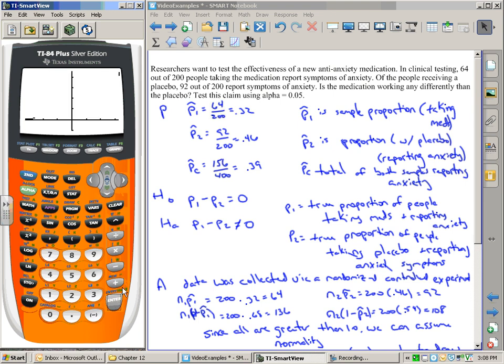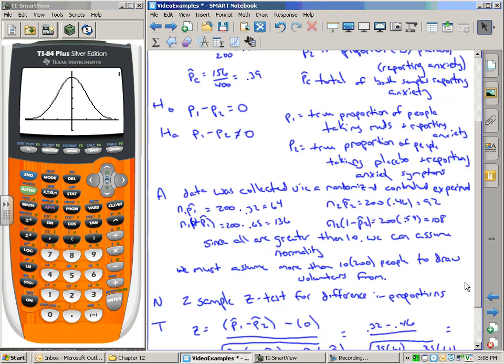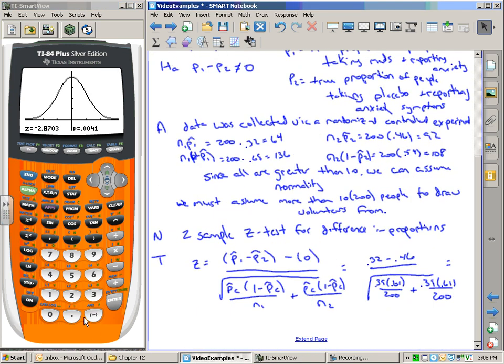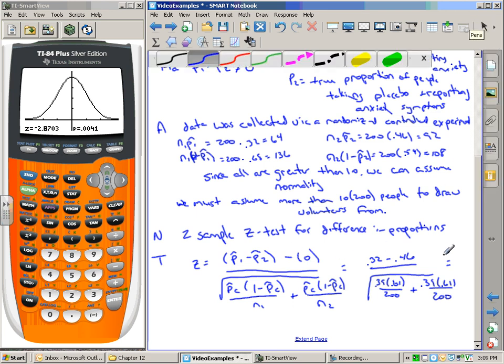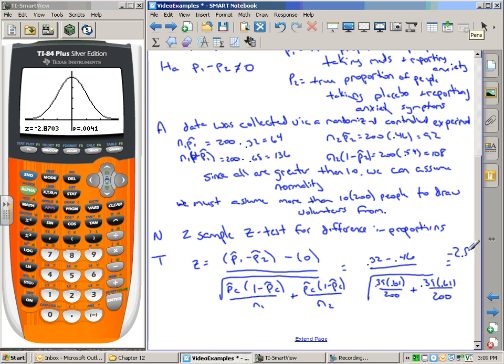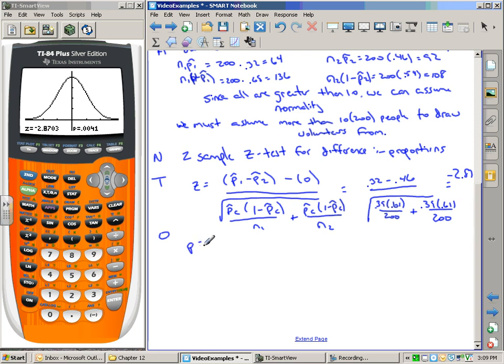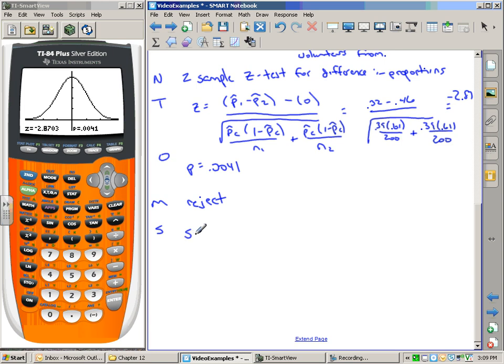And then we can draw our picture. And so then you can see that our z star value becomes negative 2.87, which would be our p-value of 0.0041. And our conclusion is we reject. And we can make our statement. Our statement would be that since p is less than 5%, we reject the null.